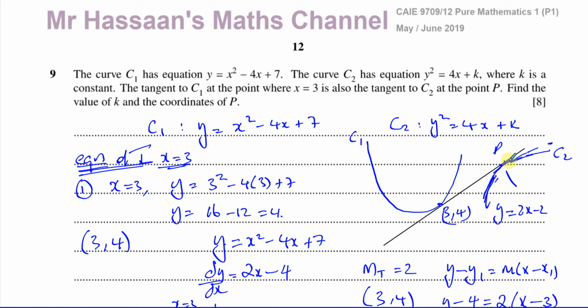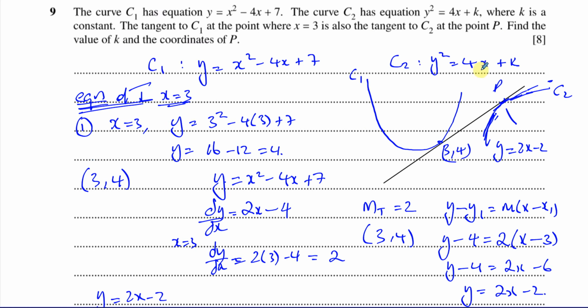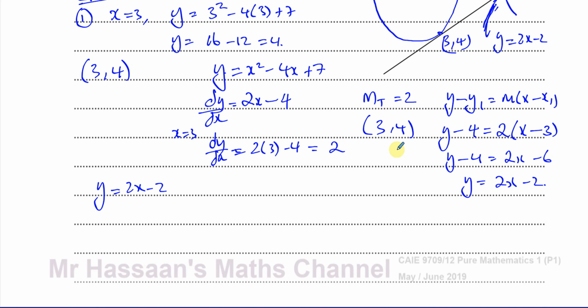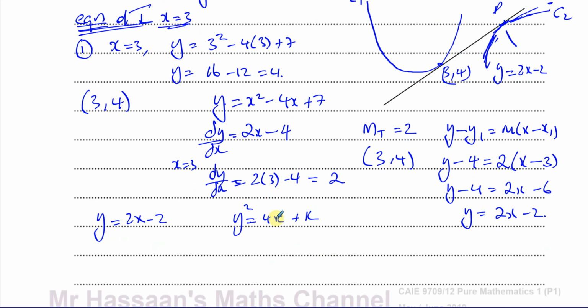So we can understand that if we solve the equation y equals 2x minus 2 and the equation of this curve, y squared equals 4x plus k, simultaneously, we will find the point of intersection. That's how you find the point of intersection between two functions. We have two unknowns, but there's something we're going to consider: when it's a tangent to the curve, there will only be one solution. So let's see what comes out when we solve this simultaneously.